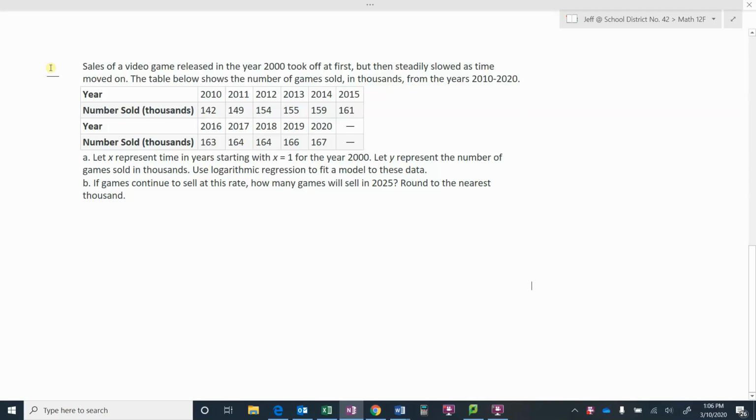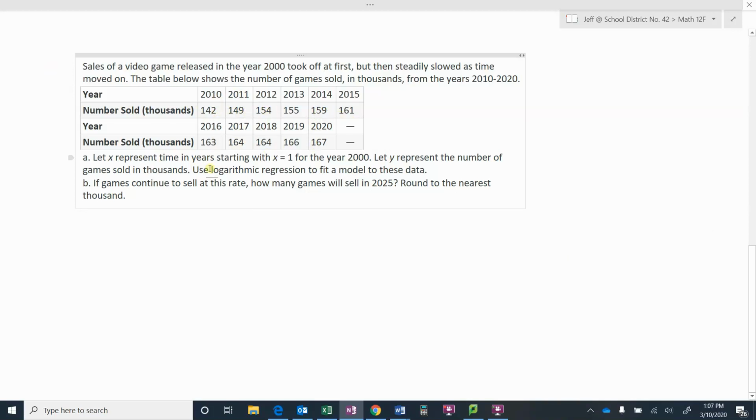Sales of a video game released in the year 2000 took off at first, but then steadily slowed as time moved on. The table below shows the number of games sold in thousands from the years 2010 to 2020. So we can see here are these years and how many thousands of games sold. And yes, they've gradually slowed down. So lots in the first year, but then we're only up 7,000 the next, and so on.